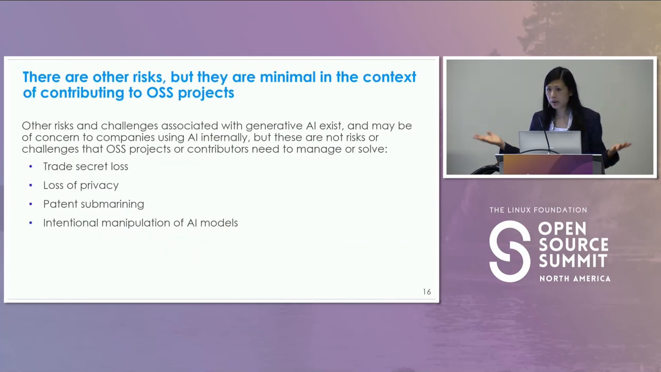There are some other risks, but they're not really risks that open source projects and developers need to worry about. There are concerns around trade secret loss, privacy, intentional manipulation of AI models, et cetera. But these are risks that may apply in other contexts, but not so much open source development. So I'm not going to talk about those at length here.